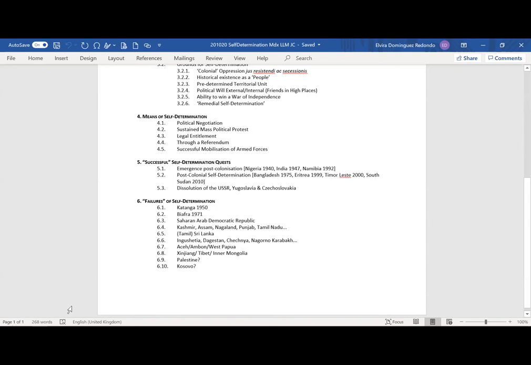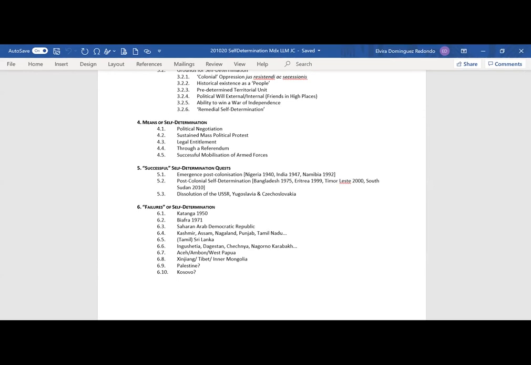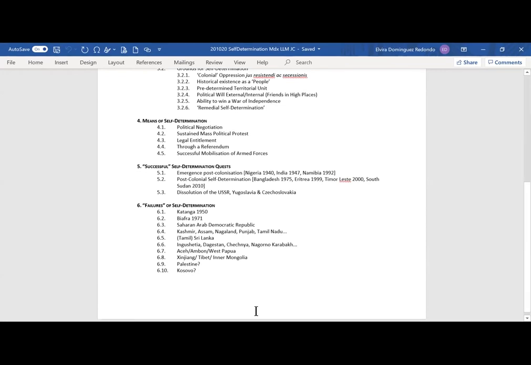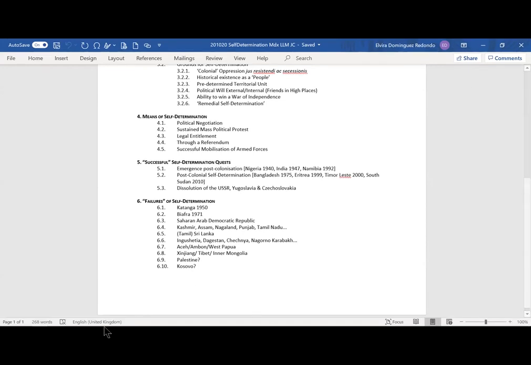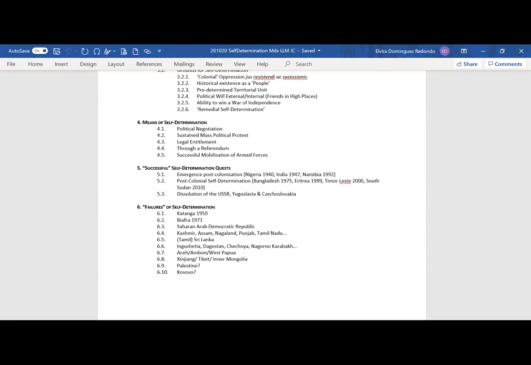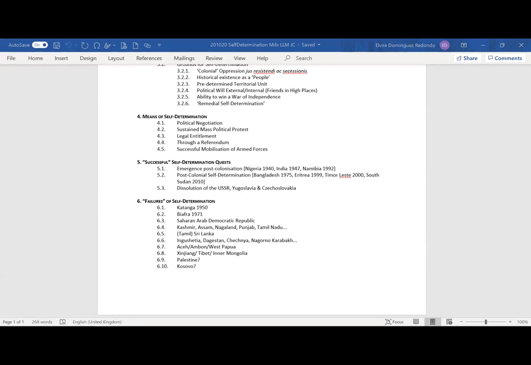So when you had glasnost and perestroika, and these might be strange historical footnotes to you, but this was very, very fundamental to the end of the Cold War. The Baltic states exercised their right, their legal entitlement to self-determination, and came out of the Union. And that's how you started the dissolution of the Soviet Union. So there's a legal entitlement there. It can be through a referendum. I mentioned East Timor or Sudan. And it can also be through a successful mobilization of armed force, unfortunately, the example I gave you of Bangladesh.